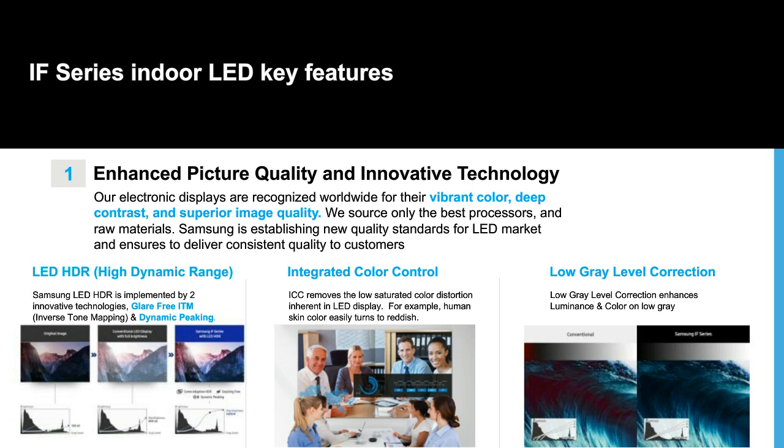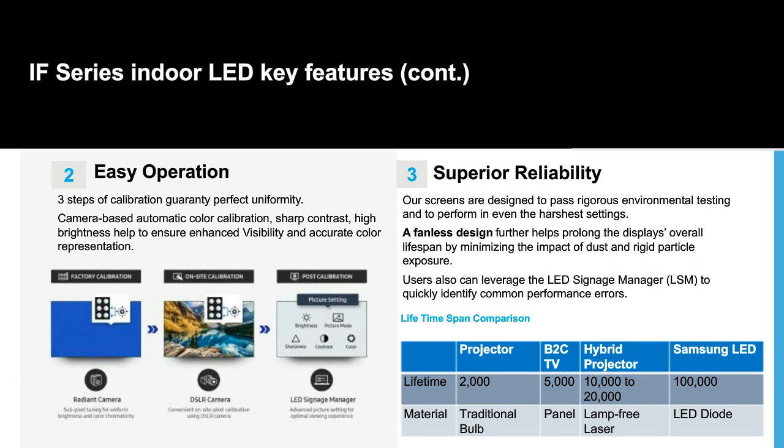Easy operation. Samsung provides 3 steps of calibration for our LED product. First, from the factory, calibrating each module and dial for brightness and uniformity in color. Second, if necessary, on-site calibration is done with the DSLR camera. And third, utilizing our Samsung LED Signage Manager software, allowing us to color correct each individual module and/or cabinet for brightness and color uniformity. And regarding superior quality, Samsung has an LED product that has an MTBF of 100,000 hours.